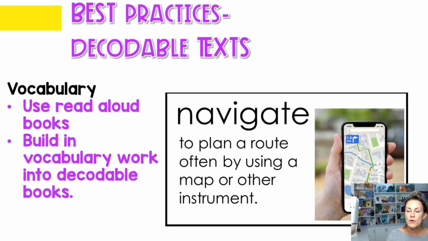Within our decodable text, we do want to build vocabulary. Of course, we do a lot of that with our read aloud. But you can also introduce vocabulary work within your decodable text. So we have a book called Fast Tad where he's running all over the place. He's running here, he's running there, and he's using an app on his phone to know where to go. So we decided to lift that idea and use the word navigate.